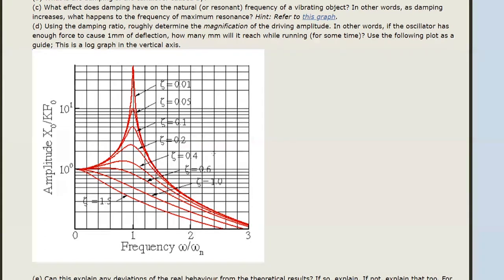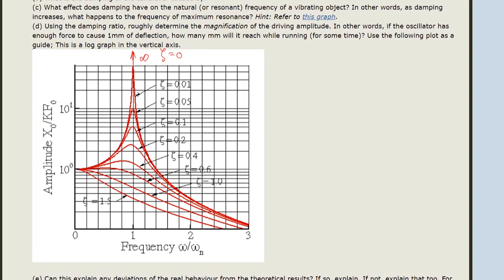But if you had no damping, so if your zeta, which is this little curly thing, was zero, then the spike, the curve of this, would just go right up indefinitely. So we'd have an infinite amplification, so this would just go up forever, to infinity. If zeta was equal to zero, then you have infinite amplitude.